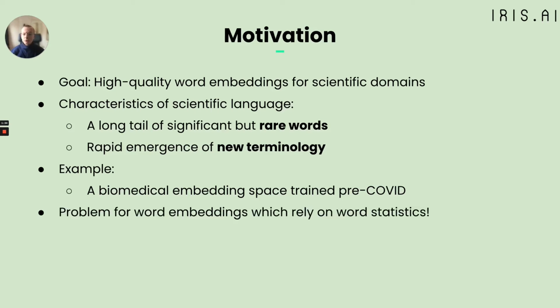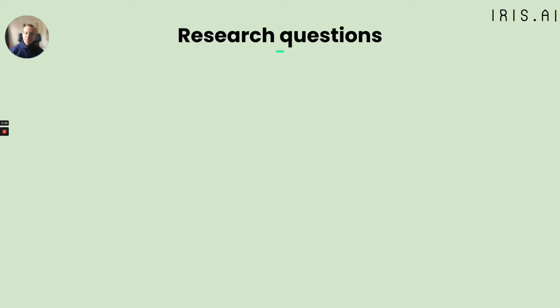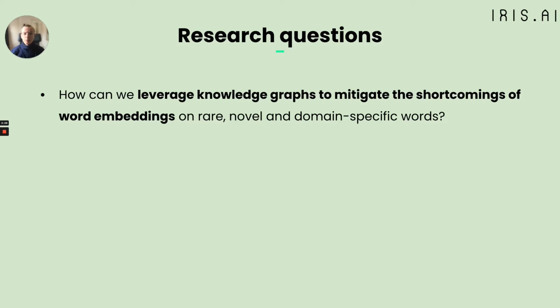What if we could use knowledge graphs to complement the information contained in the word embedding training corpus to address these issues with rare or out-of-vocabulary terminology? We hypothesize that knowledge graphs are a good source of complementary information because they are both carefully curated in that they contain reliable information about rare terms and are often continuously updated. So, what we're interested in is researching whether we can impute these missing terms into a pre-existing embedding and leverage knowledge graphs in the process.